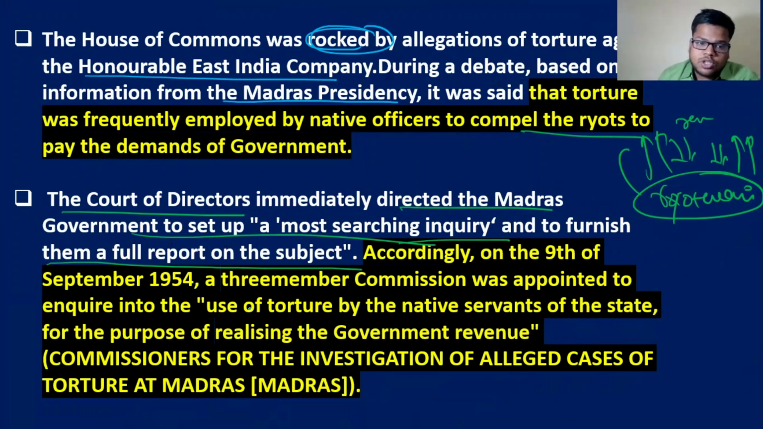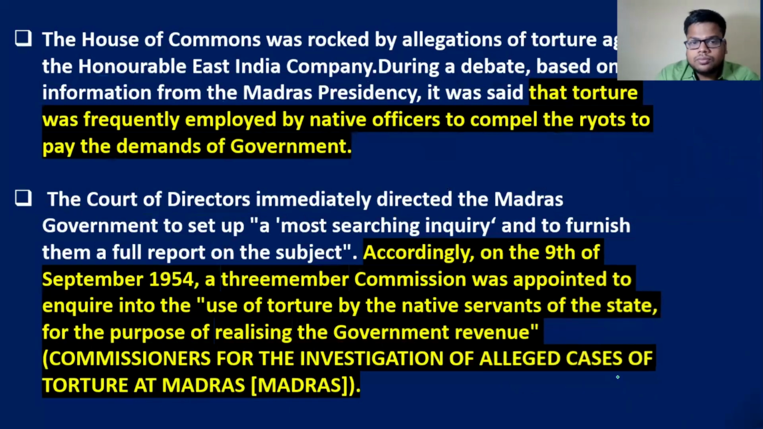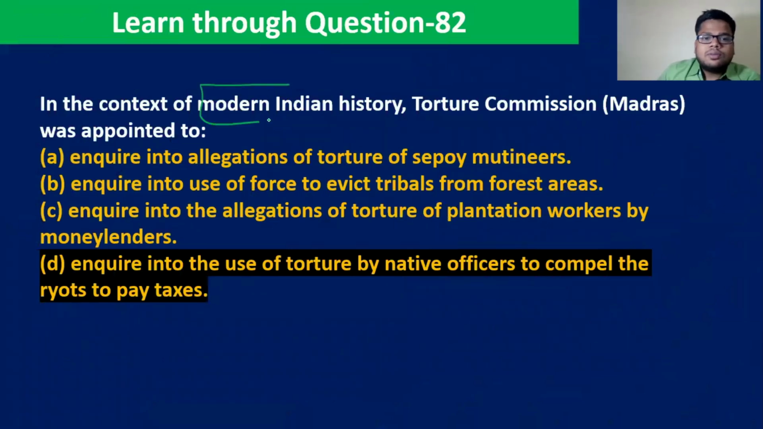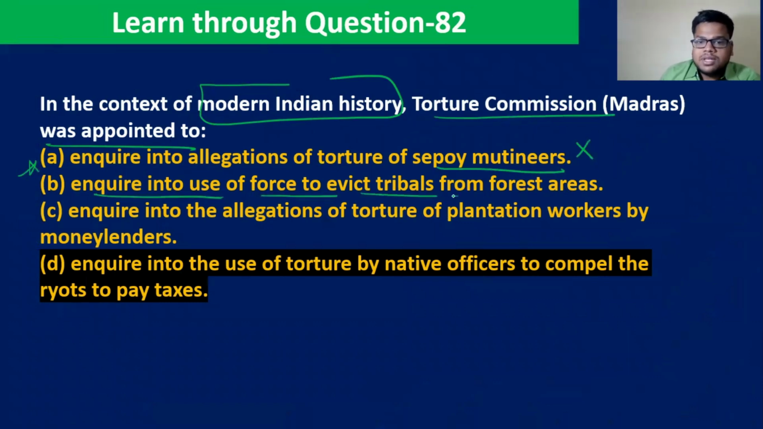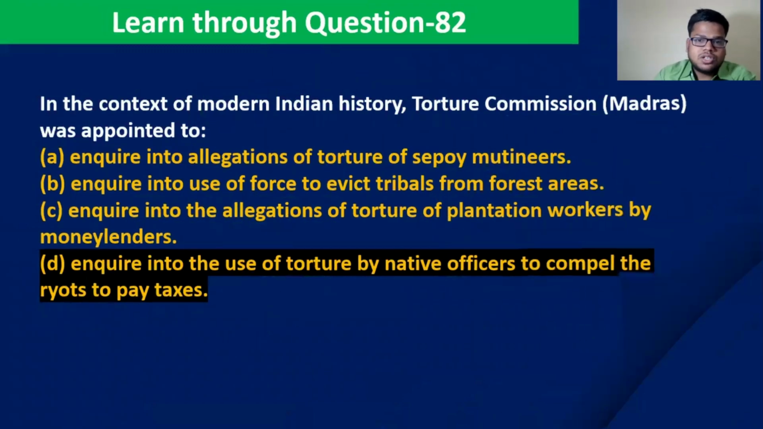Later on, the report was made on the use of torture by the native servants of the state for the purpose of realizing the government revenue. So this commission was made and the report was published. Okay, so what is the answer? In the context of modern Indian history, the torture commission was appointed to inquire into the allegation of torture of the sepoy mutineers, the force used to evict tribals from the forest area, the torture of plantation workers, or the torture by native officers to compel the ryots to pay the taxes, right? Okay, so that is the torture commission in Madras.